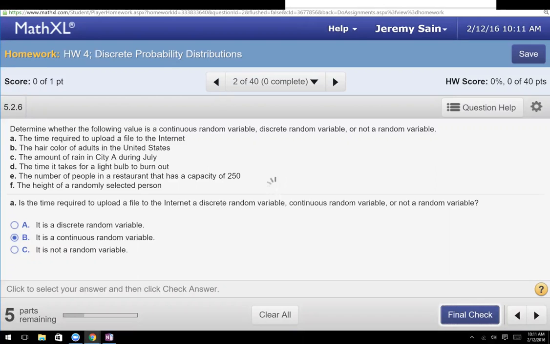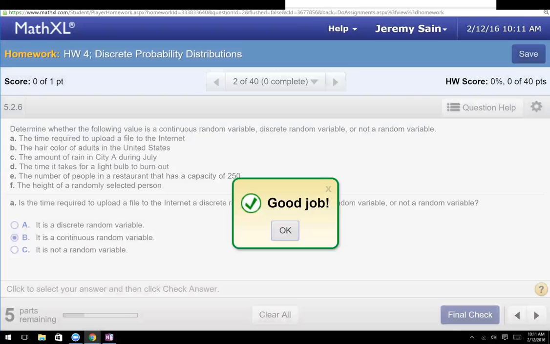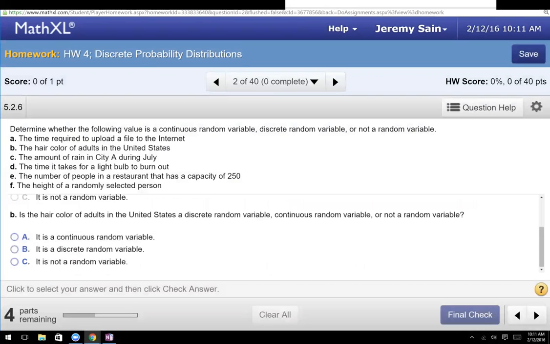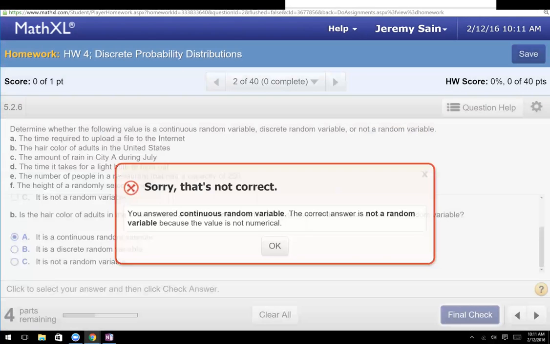The hair color of adults, strictly speaking, is probably continuous, but it depends. If you name all the hair colors and say, okay, everybody has to be redhead, blonde, or brown, or whatever, then it would be discrete. But if you're talking about every little shade of difference possible, then it would be continuous.